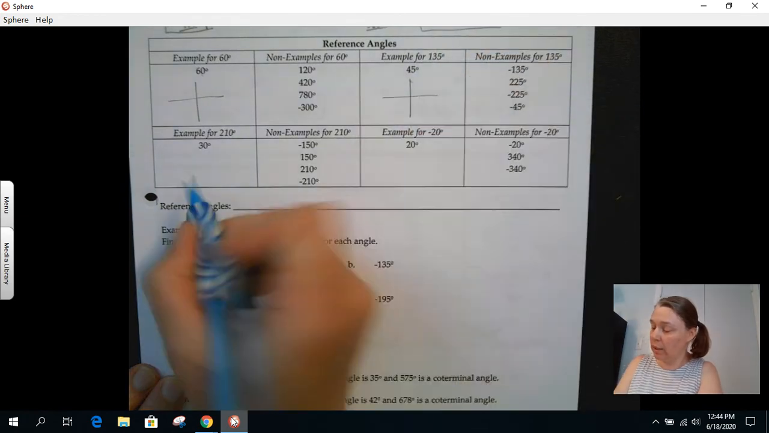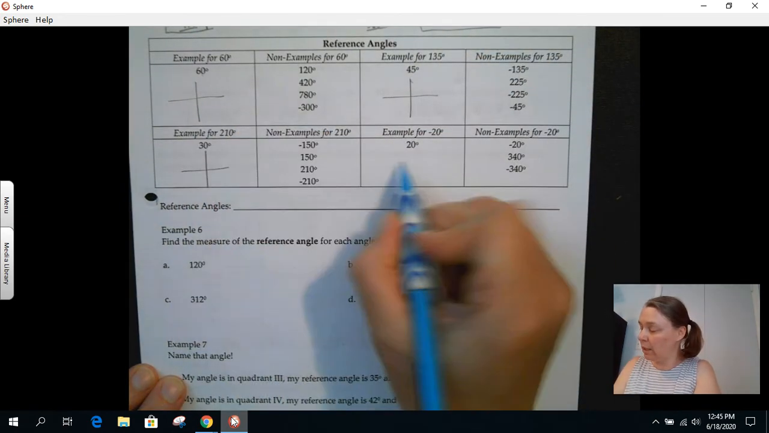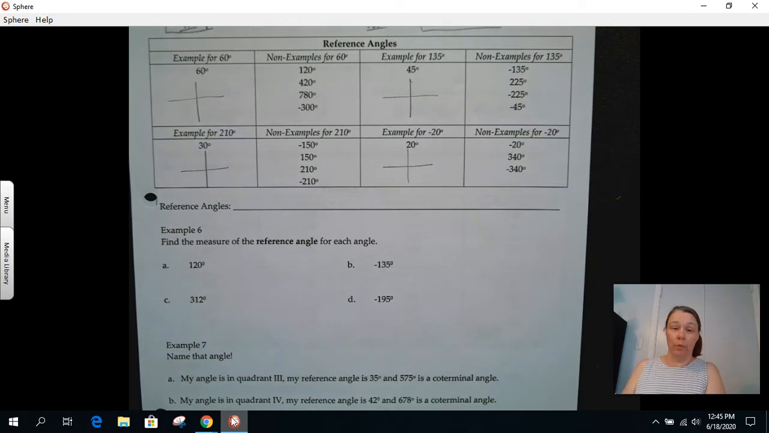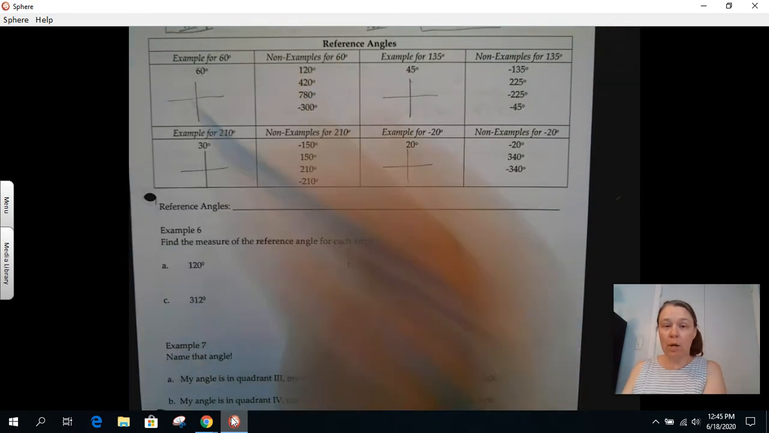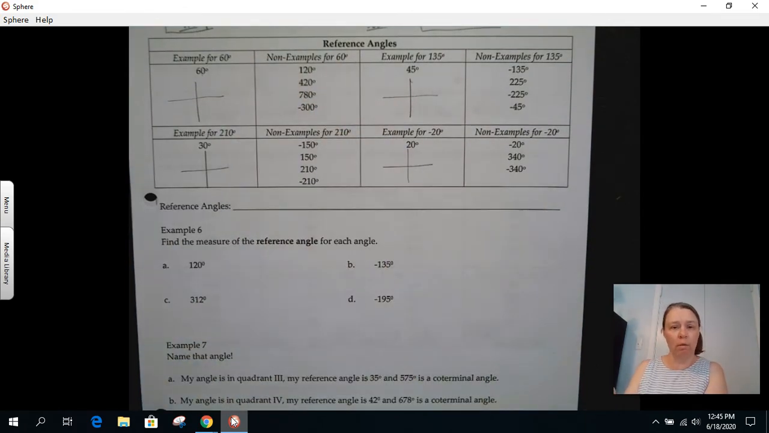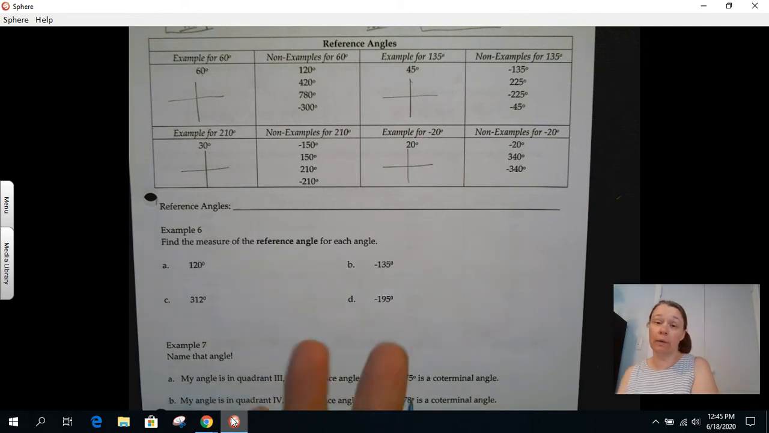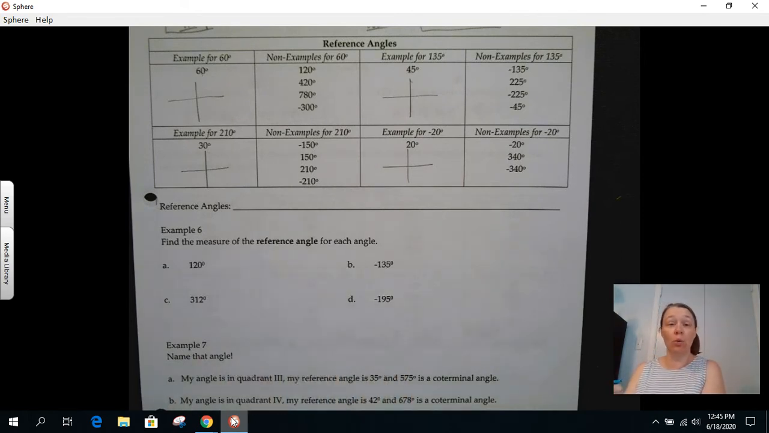Okay, so let's see what we see here. So for 60 degrees, so some of you might be noticing, well, there's only one reference angle, right? Like with coterminal, it could be infinitely many, but there's only ever one reference angle. Some things that people might be noticing is that they're always positive. You might be noticing that they're acute, right? They fall between 0 and 90. Okay, and those are all important things that we have to consider when we're naming reference angles. It has to do all of those things.